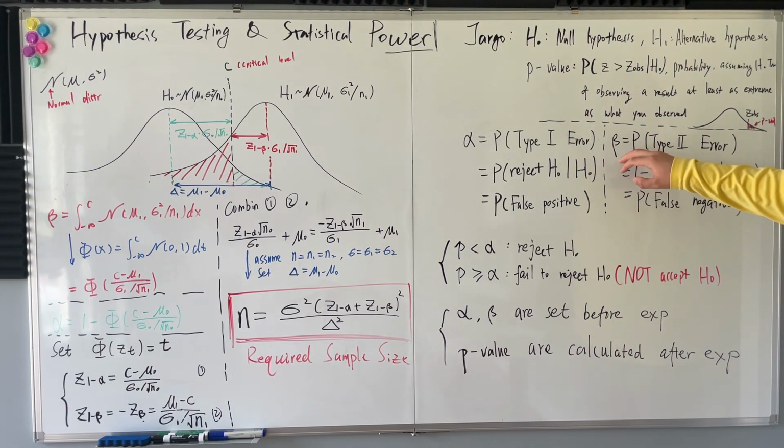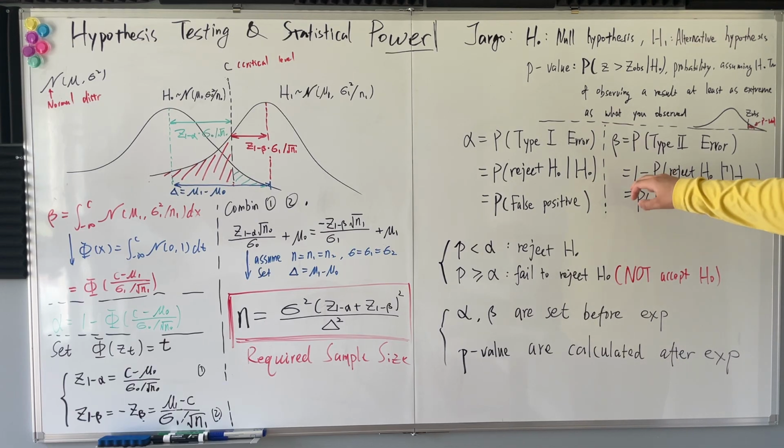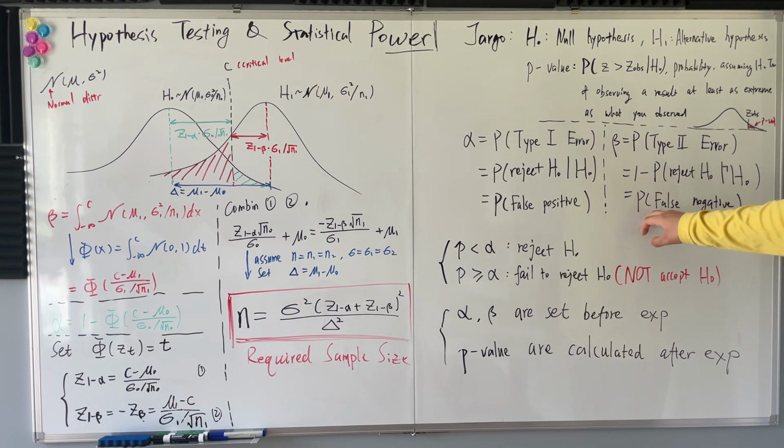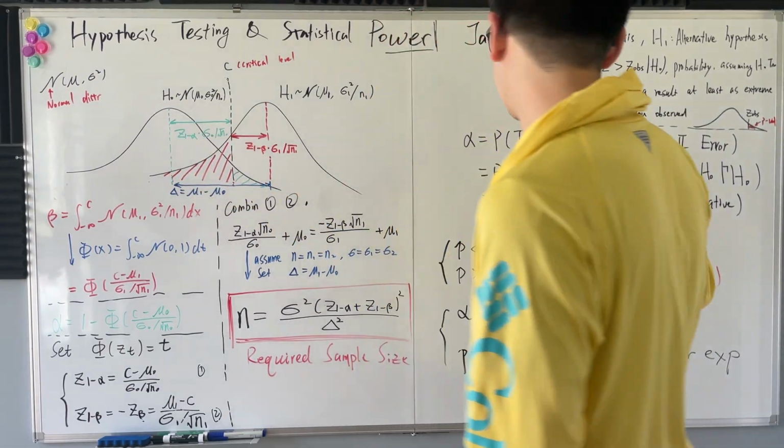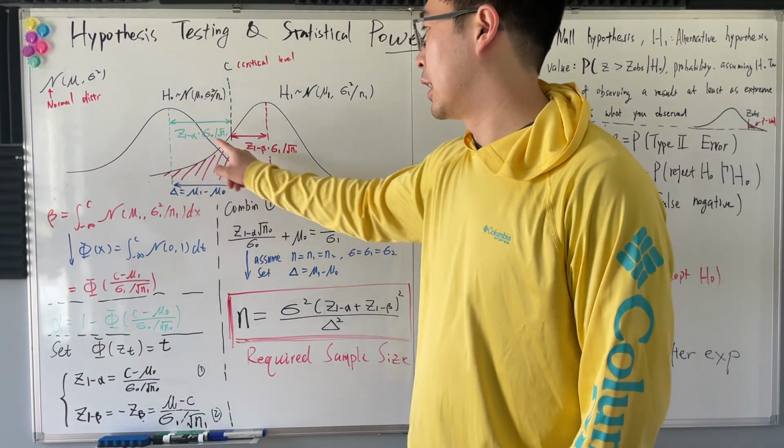And beta is the type 2 error, which is pretty much the probability of a false negative. Power is 1 minus beta, the probability of rejecting H naught when H naught is false. So effectively beta is the probability of failing to reject H naught when H naught is false, and that conversely is the red shaded area.